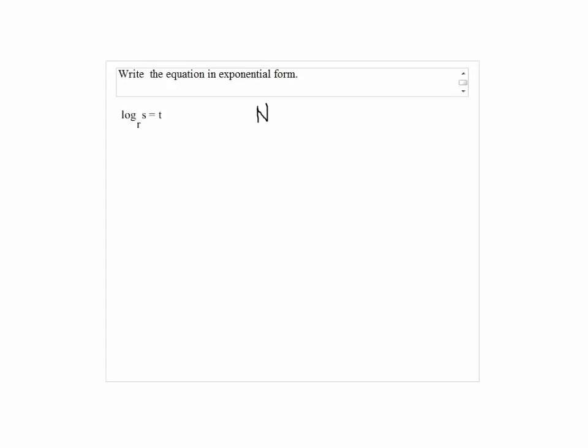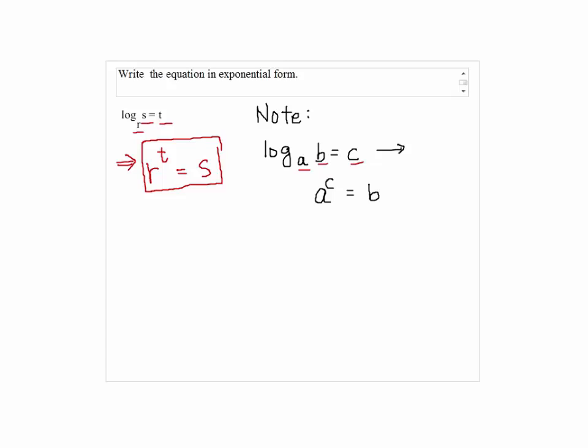Write the equation in exponential form. Note, if you have log base a of b equals c, then you can change the form into the exponential form, which is a to the c power equals b. So here we have r for a, s for b, t for c. So we can rewrite the form into r to the tth power equals s. And that's the answer.